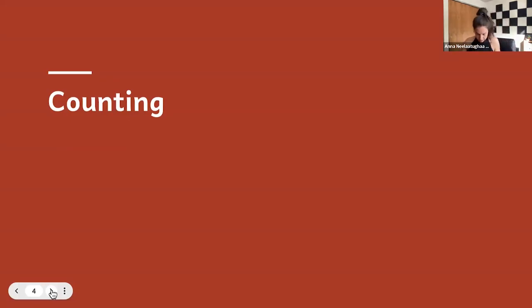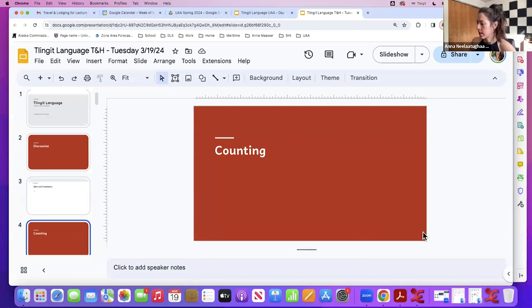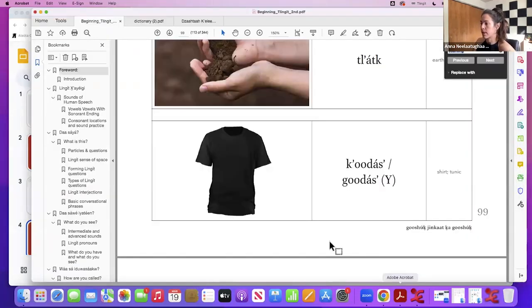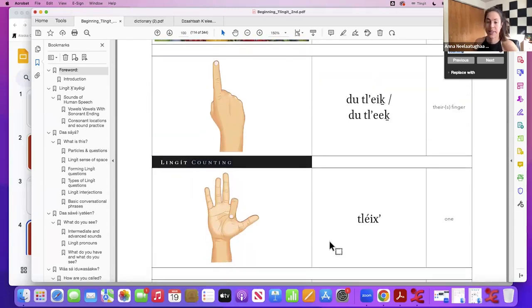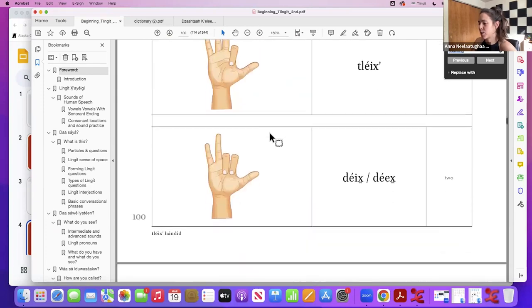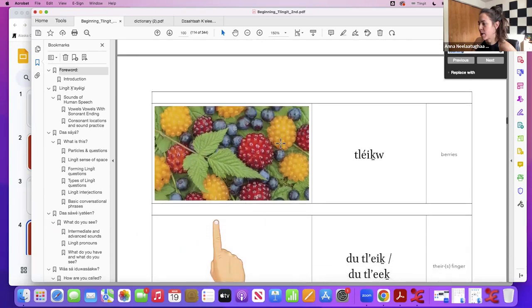But I want to get into counting, and the way you count people is different from the way you would count trees or animals or items. So we're going to start with basic counting of items. I'll take you to the beginning Tlingit workbook, and we'll do 1 through 10, and then we'll drill 3. In the beginning Tlingit workbook by Khane, Tlingit counting comes right after the word for finger. This is on page 100, and you have some homophones here.